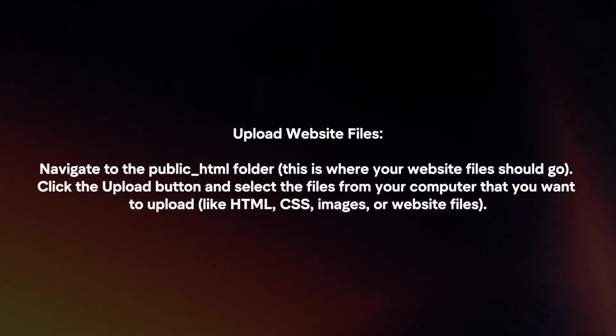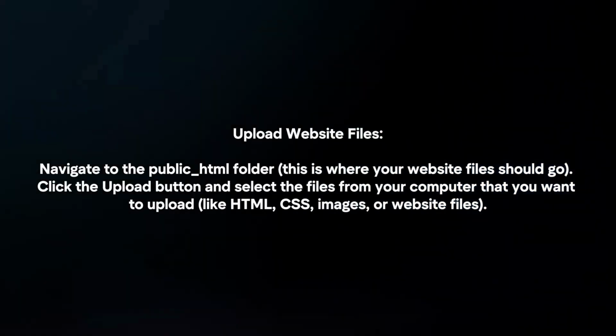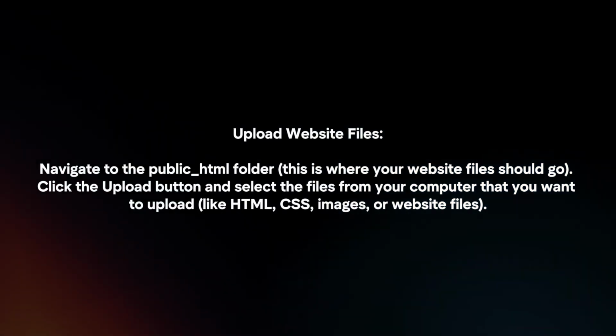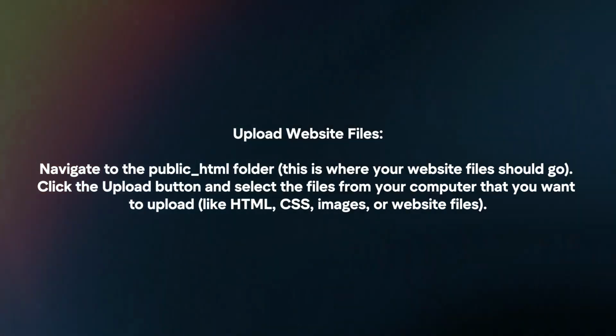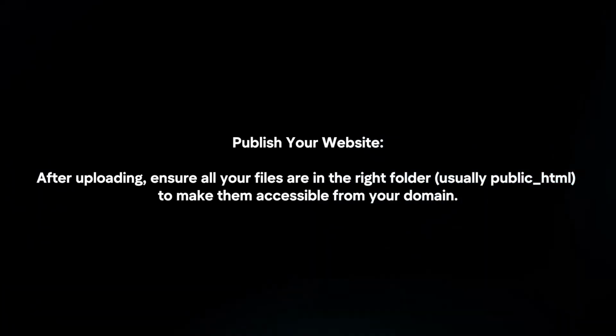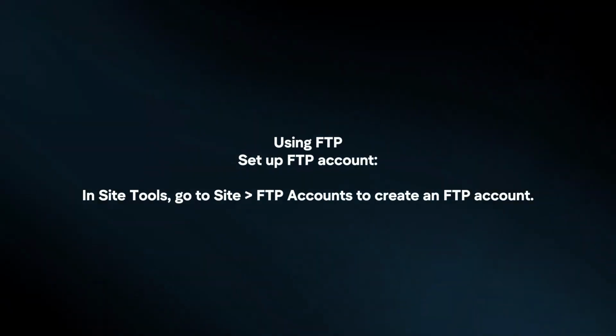Upload website files. Navigate to the public_HTML folder. Click the Upload button and select the files from your computer that you want to upload. Publish your website. After uploading, ensure all your files are in the right folder to make them accessible from your domain.